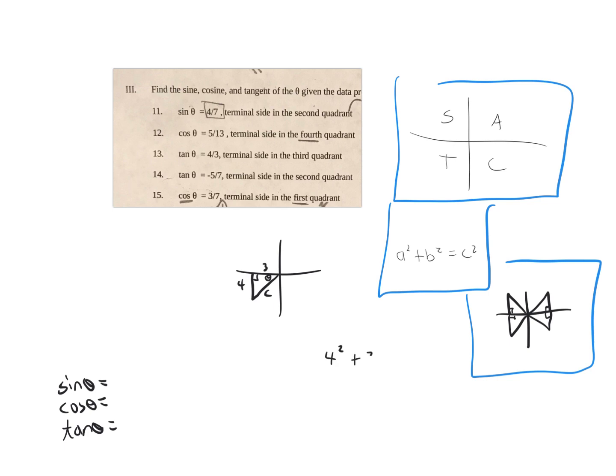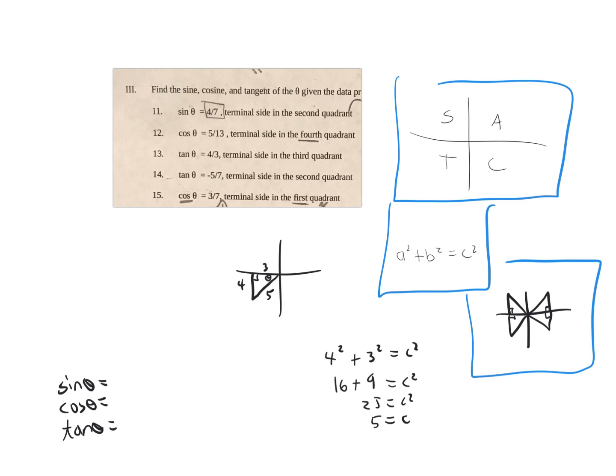It would be 4 squared plus 3 squared equals C squared. That would be 16 plus 9 equals C squared. 25 equals C squared, and therefore C equals 5. So let me just go ahead and erase that, and we're going to replace it with a 5. Now we're ready to go.